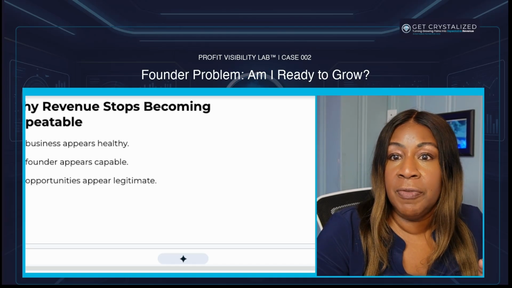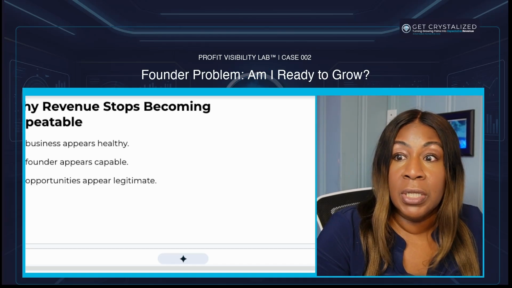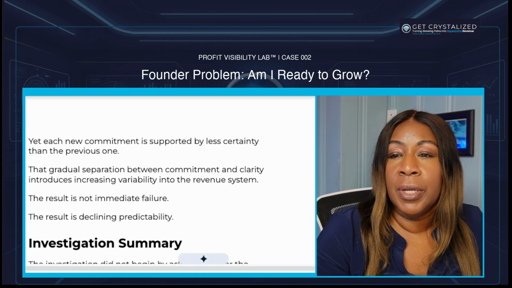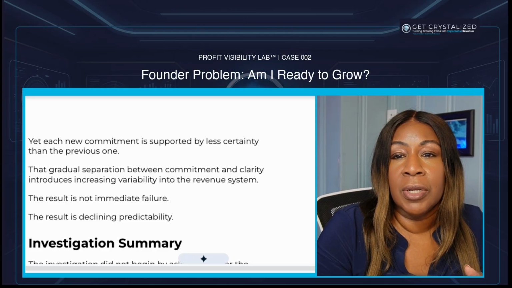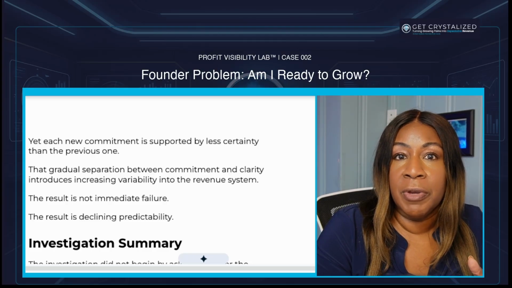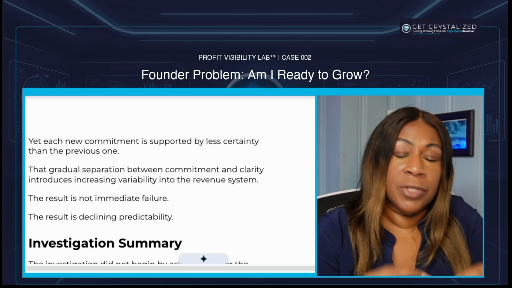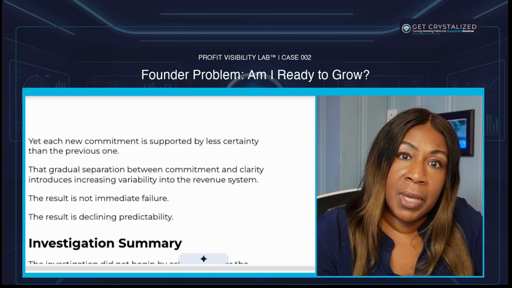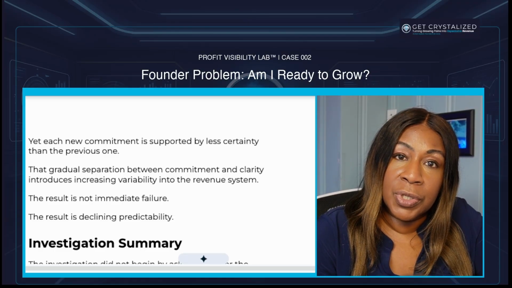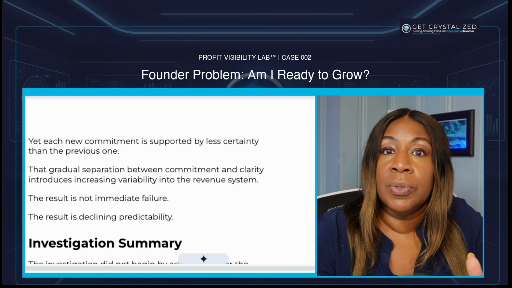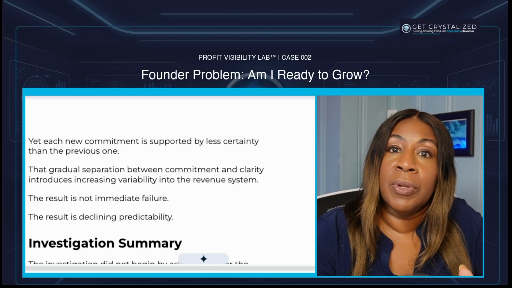So if the business appears healthy, the founder appears capable, and the opportunities appear legitimate, but a new commitment is supported by less certainty and visibility than the previous one, that gradual separation between commitment and structural visibility is enough to introduce instability into the revenue system, and hence result in non-repeatable revenue.